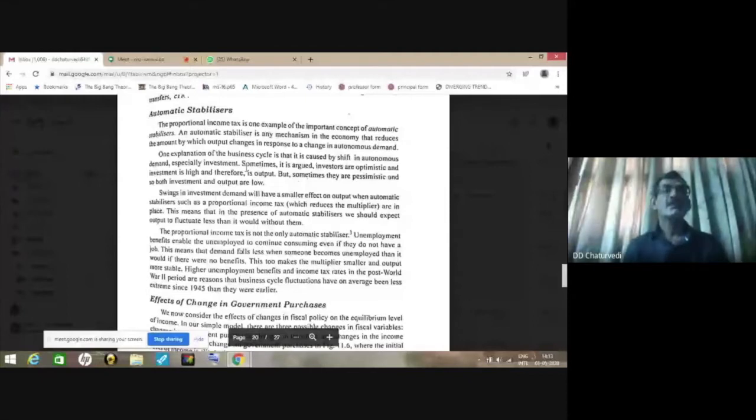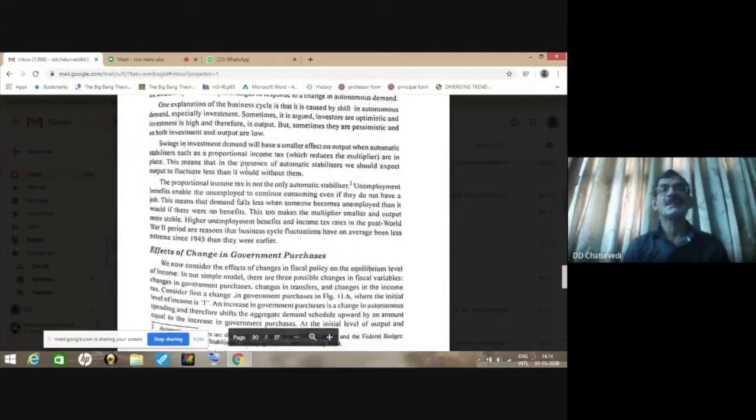You have studied in the previous lecture that the investment multiplier in the two-sector economy is given by 1 upon 1 minus C. But in the three-sector economy, the value of this multiplier gets reduced, so there is proportionately less increase in income or output. So this is on account of the stabilizing effect of proportional income tax.